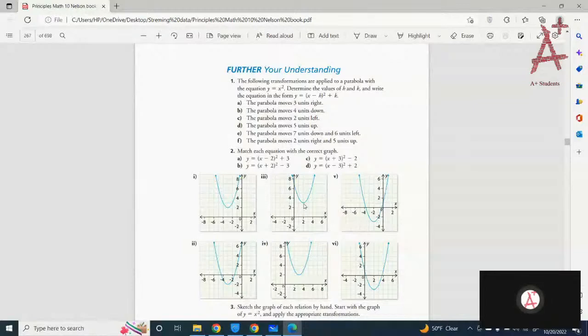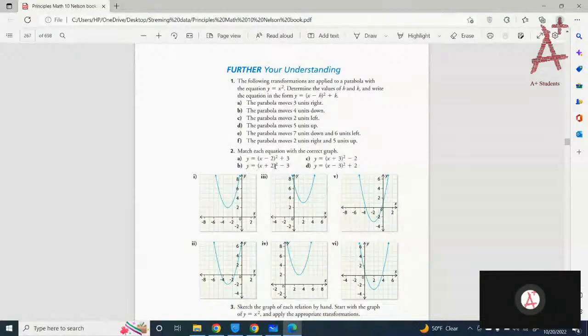Graph 3 matches equation A. Got it? Because this is the graph that is 2 units right and 3 units up. Here is 2 units right and 3 units up. So that is graph number 3. Got it? Okay, the B is y equals (x plus 2) whole square minus 3.